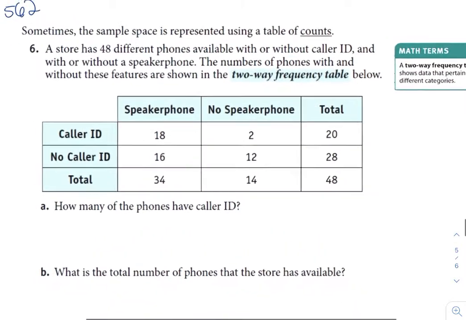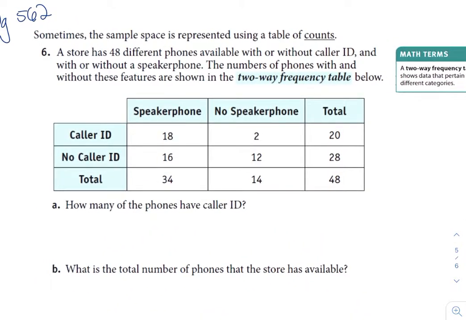Let's read the scenario. A store has 48 different phones available with or without caller ID and with or without speakerphone. The number of phones with and without these features are shown in the two-way frequency table. Basically, two-way tables have columns and rows. And when you add the word frequency in there, it means how often those things happen. So each one of the numbers in the table represents how many of those you have.